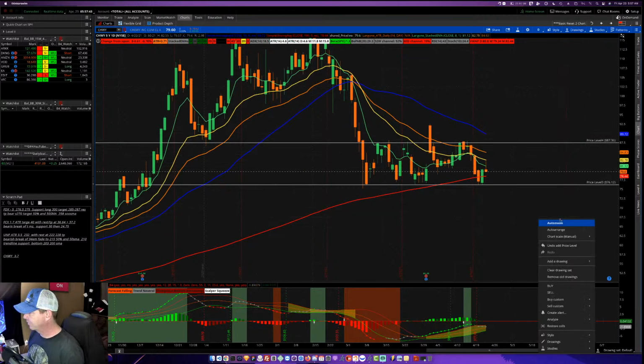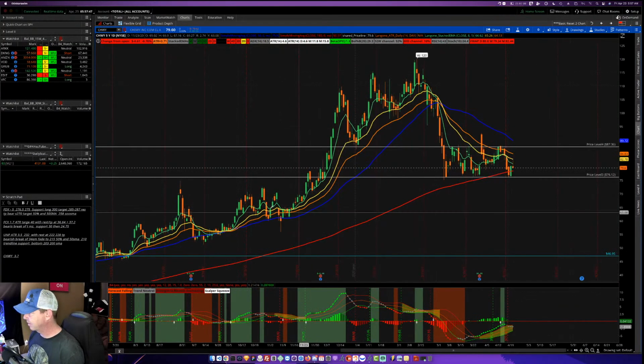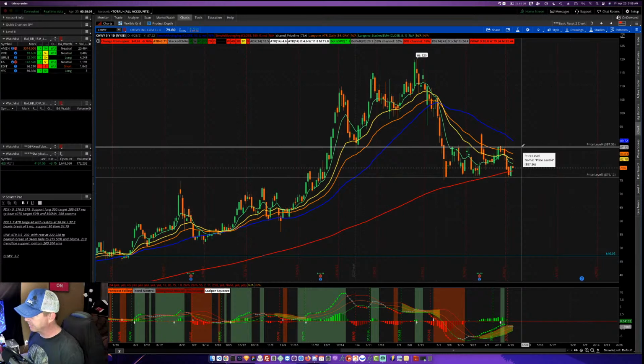Look for whole numbers. Chewy likes these $5 increments. Break the 200 SMA, we're going to come back down to 70, and then 60, maintaining support. We've got room to go to 87. I would really need to see it break 87 to become a player. I feel like Chewy is just going to chop.